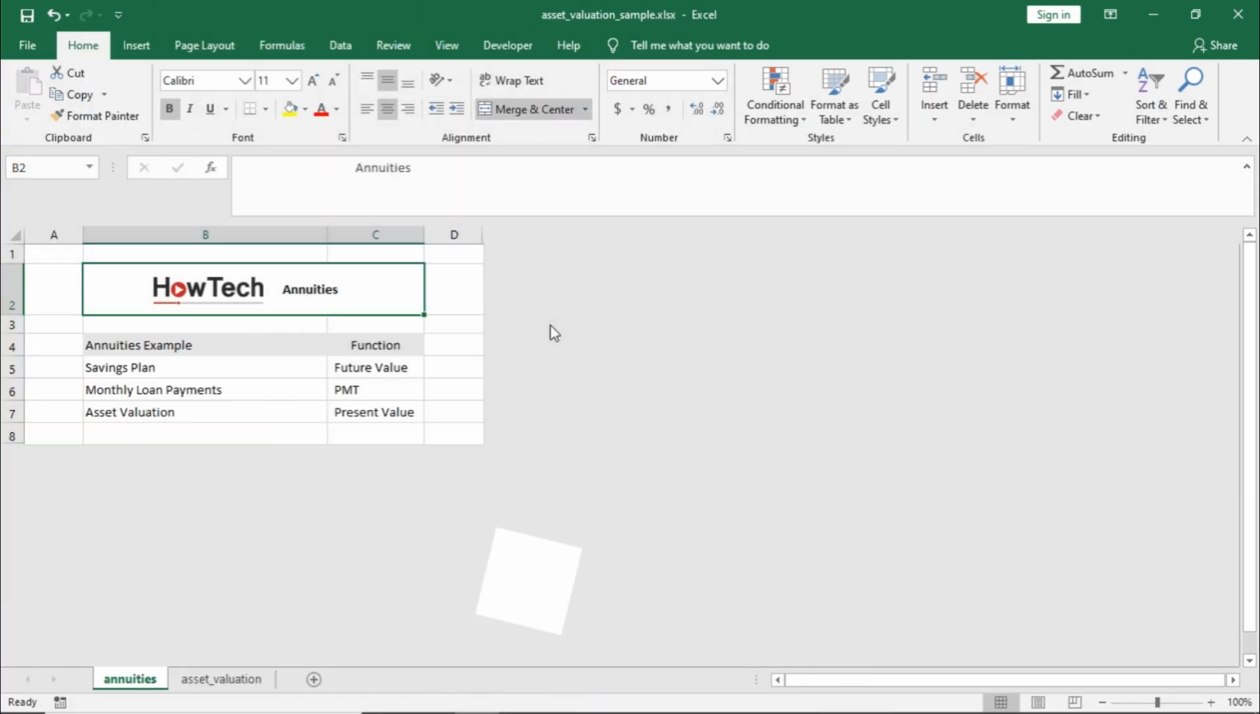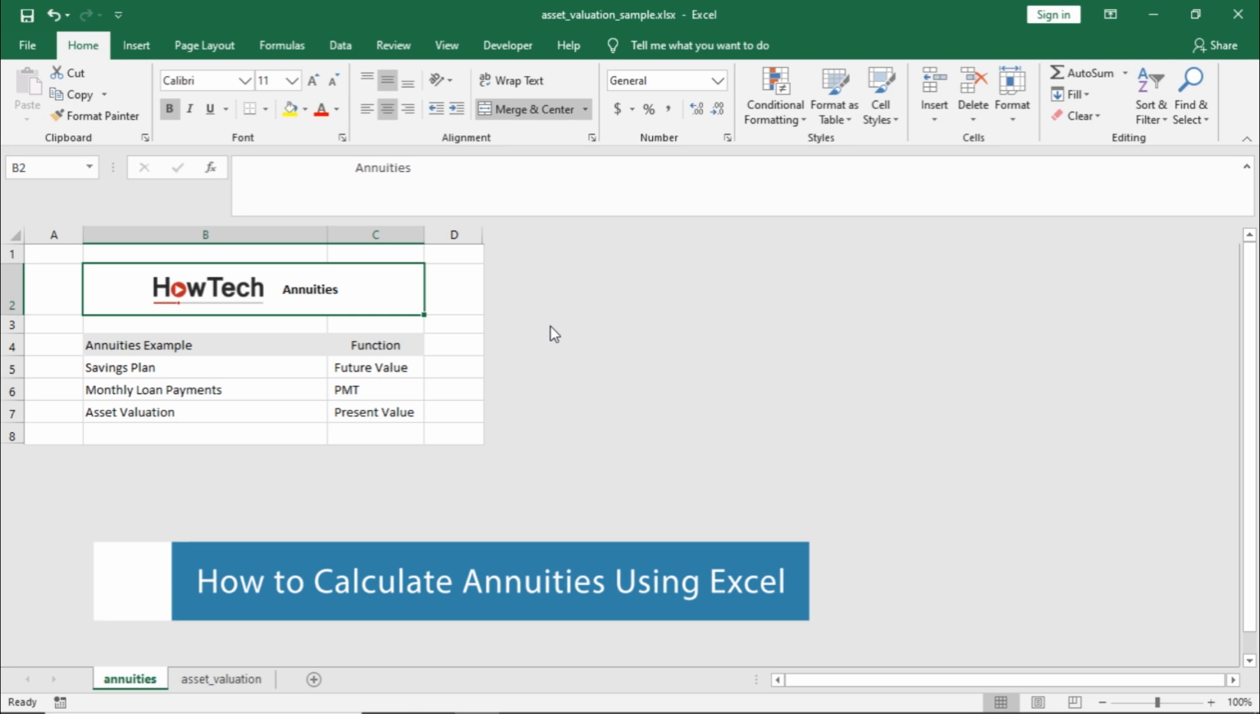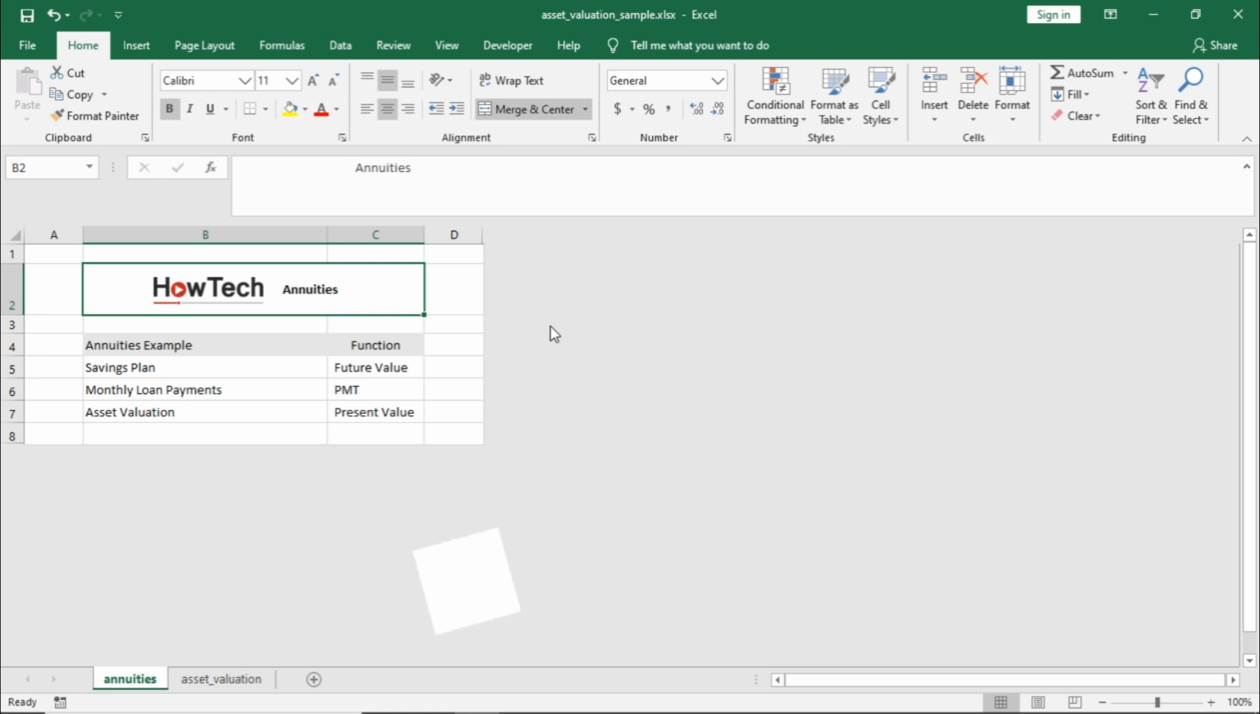In this video, we will teach you how to calculate annuities in Excel. Annuities means a series of payments or equal cash flow at equal time intervals. You can calculate annuities to make a savings plan, find out monthly loan payments, or determine the value of an asset that will provide a fixed yearly income in the future. For this tutorial, we will focus on the asset valuation example, using the present value function. Links are in the description for the other two examples where we use the Future Value and PMT function.